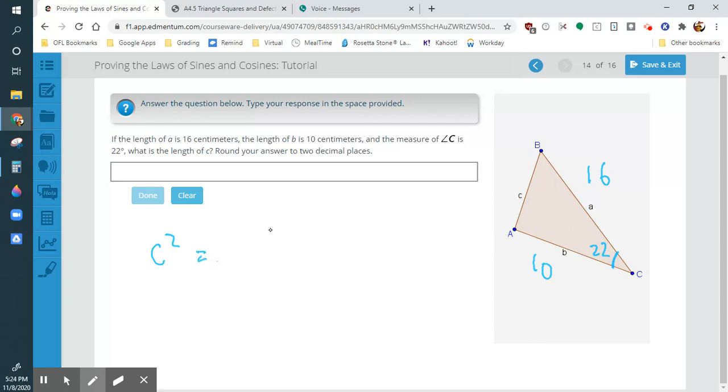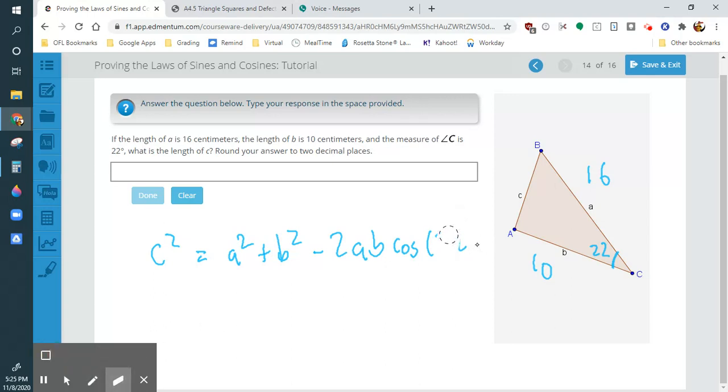C squared equals A squared plus B squared. Remember, this is not the Pythagorean theorem. We still have to add the minus 2AB, these two sides. If we're solving for this side, all of the right side is going to be the other two sides, times the cosine of C. Oh, I forgot, I'm not plugging anything in yet. Got a little ahead of myself there.